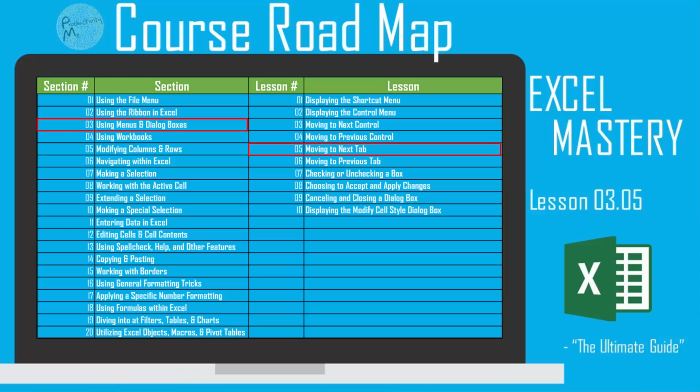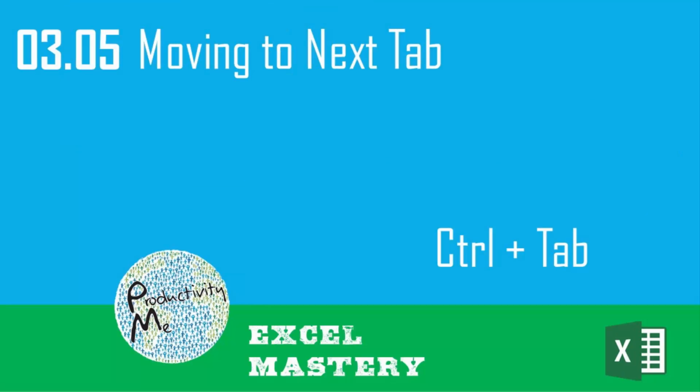In this video, we're going to look at how to move between one tab in a dialog box to the next tab, essentially the tab on your right. We're going to achieve this by using the Control key and the Tab key on your keyboard. And so with that, let's get started.